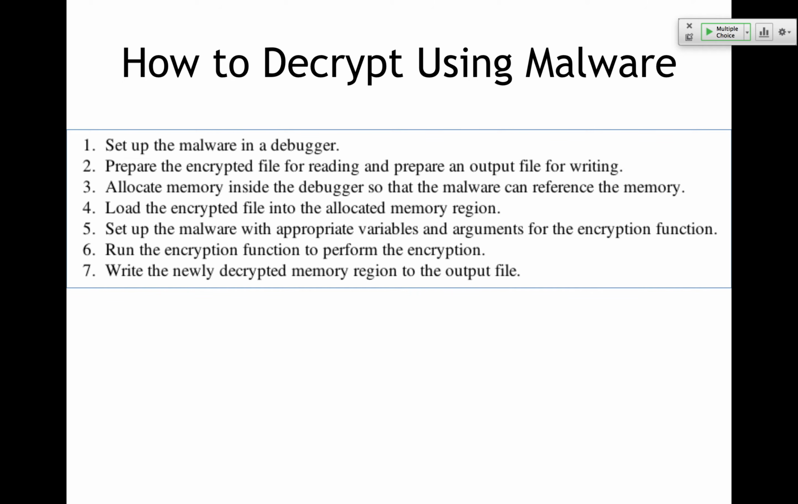All right, so here's how you do it in malware. You set up your malware debugger. You get your encrypted file that you're trying to read, and then you allocate memory so the malware can reference it, put the encrypted file in the memory, and now you set up the variables and arguments to run that part of the malware that goes through a file, point it to your file, and use the existing malware functions to decrypt your file. This will be possible once you have isolated what the functions do.